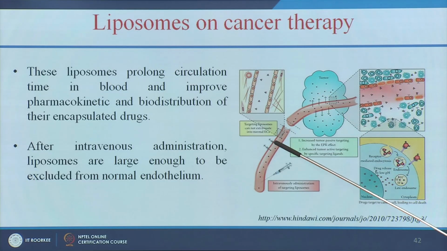So, usually the tumor location will have leaky blood vessels. So, if your liposomes are of size 200 or more, they can accumulate in the tumor location and deliver the drug, which could be useful for cancer therapy.